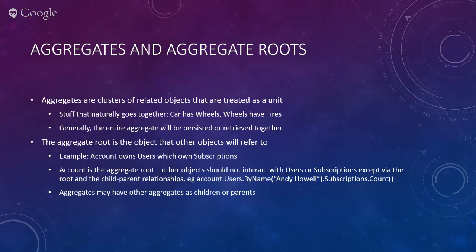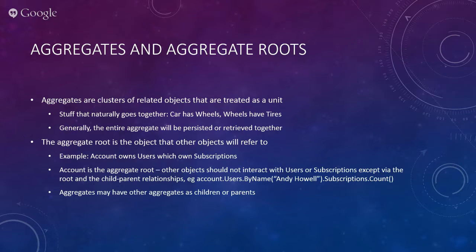So again, for example, an account owns users, users own subscriptions. So the way to get programmatically from nowhere to a particular subscription is via the account, via the user, to the subscription. What you shouldn't be doing is querying a subscription directly and using it directly. You should always be going through the account or the user that owns it, because you access things through the aggregate root. So I've said that, account.users by name andyhow.subscriptions.count. That'd be a pattern that you'd see quite frequently in DDD.